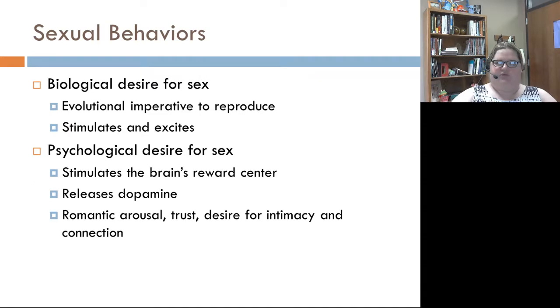Now, we may not actually want to reproduce. We may not actually, emotionally, psychologically, want to have kids, but our body does. Our body just knows that we have to do this.